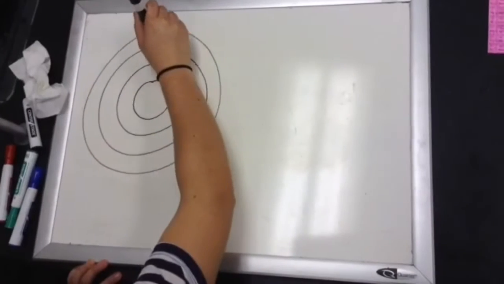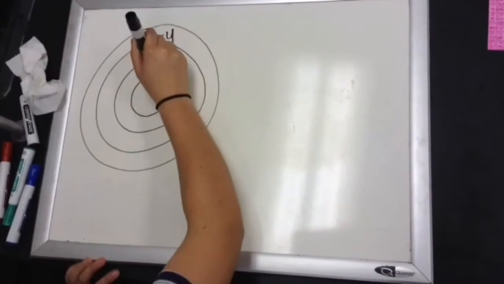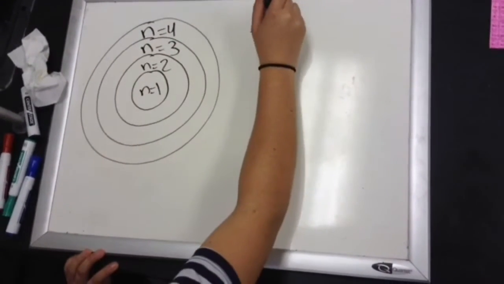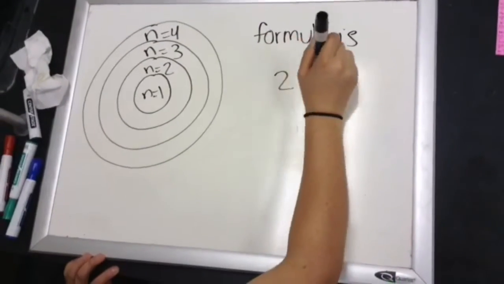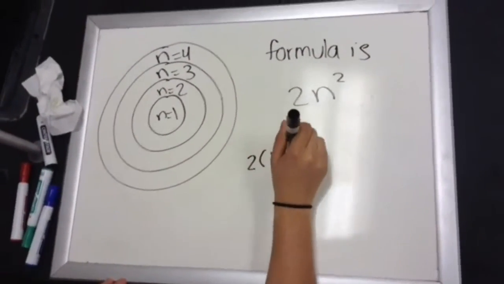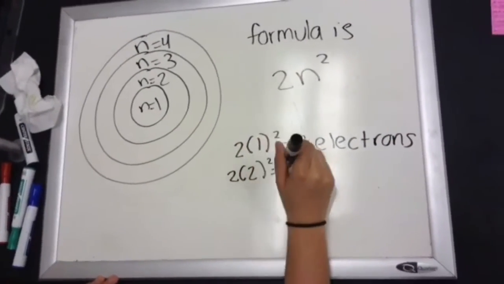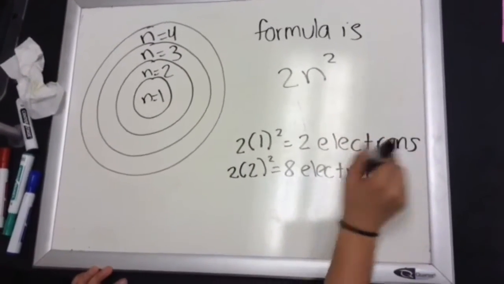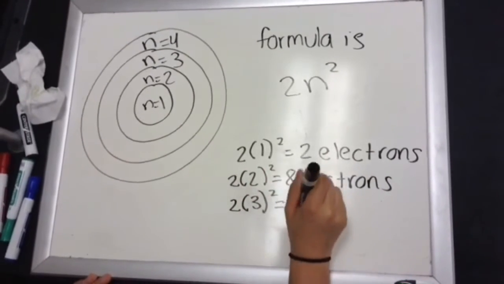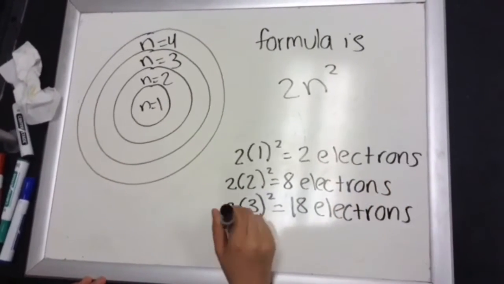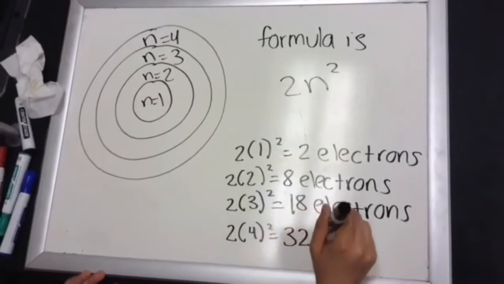When we plug the shell number into the equation 2n squared, we find out that the n equals 1 shell can only have 2 electrons, and the n equals 2 shell can only have 8 electrons. N equals 3 could only have 18 electrons. N equals 4 can have a maximum of 32 electrons, and so on.